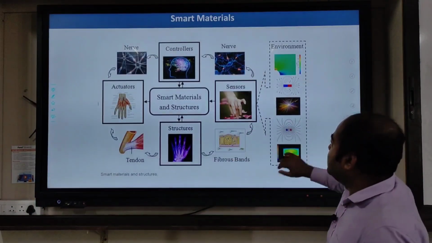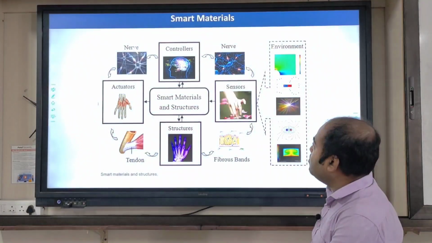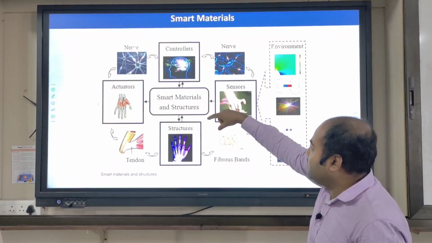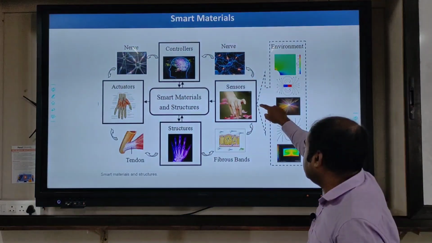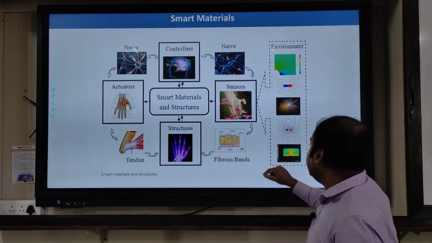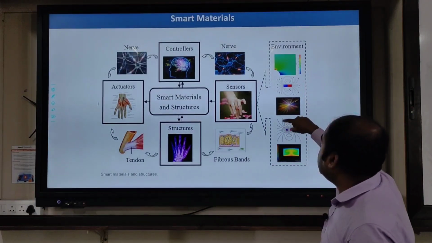And this is an illustration showing various types of applications of other smart materials in medicine, such as actuators and sensors, for example pressure sensors and light sensors, and for the environment using electric and magnetic fields.